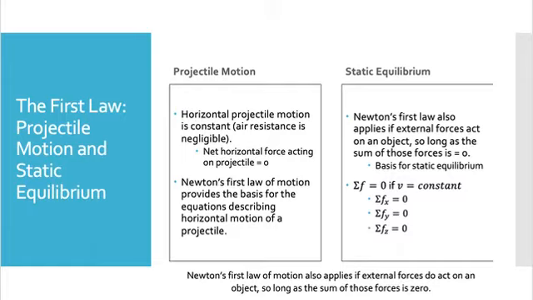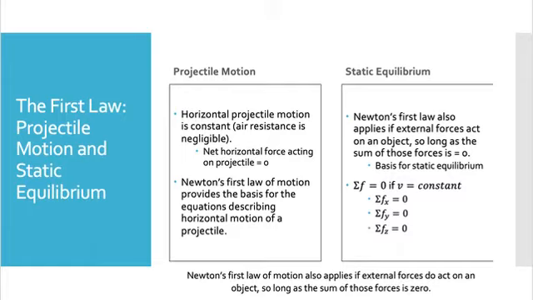However, horizontally, the velocity of the projectile was constant and its acceleration was zero because no horizontal forces acted on the projectile. Remember, air resistance is negligible here. Therefore, in this case, Newton's first law of motion does apply. The net horizontal force acting on the projectile is zero, so the horizontal velocity of the projectile is constant and unchanging. Newton's first law of motion also applies if external forces do act on an object, so long as the sum of those forces is zero.